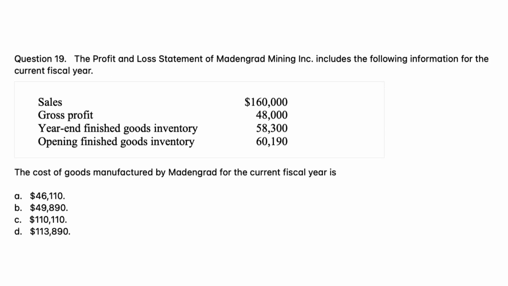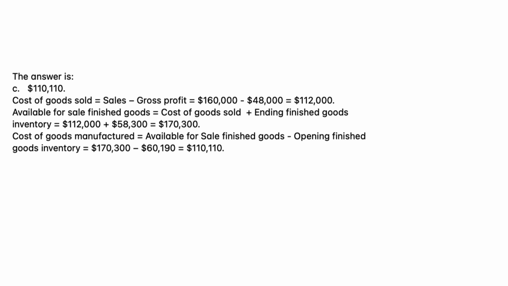$169,800. Question 19. The profit and loss statement of Maidengrad Mining Incorporated includes the following information for the current fiscal year. The cost of goods manufactured by Maidengrad for the current fiscal year is A. $46,110. B. $49,890. C. $110,110. D. $113,890. The answer is C.